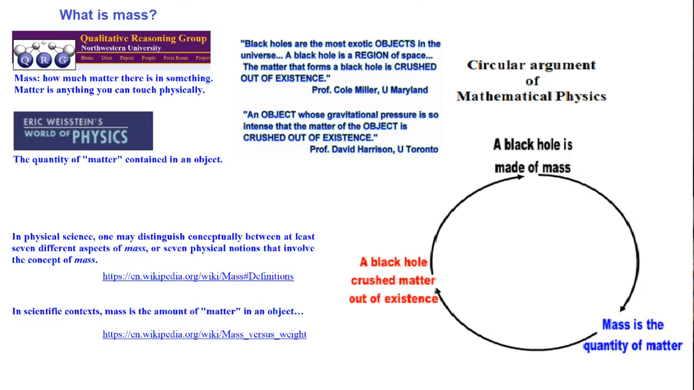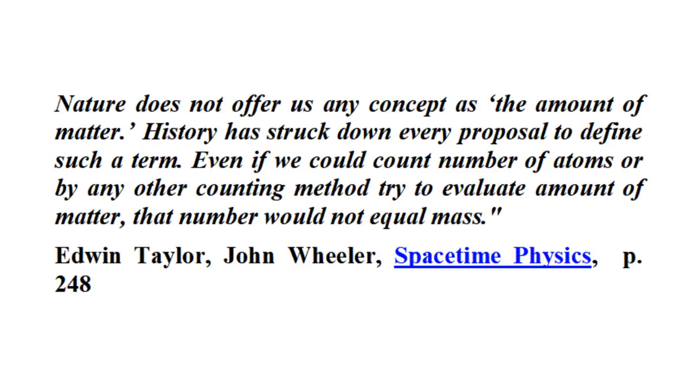And just in case you thought that was the end of it, well, here we have Mr. John Wheeler and Edwin Taylor. They wrote in their Space-Time Physics, nature does not offer us any concept as the amount of matter. History has struck down every proposal to define such a term. Even if we could count number of atoms or by any other counting method try to evaluate amount of matter, that number would not equal mass. Okay, so we don't have a definition of mass today. Nobody knows what mass is. Everybody uses the word. We use it to weigh down the canvas of space, and we use it to move things around light years away, this runaway mass known as a black hole. But nobody has defined the word mass. Nobody knows what it means. The notion that everybody has is the quantity of matter, but it turns out a black hole crushes all matter out of existence.